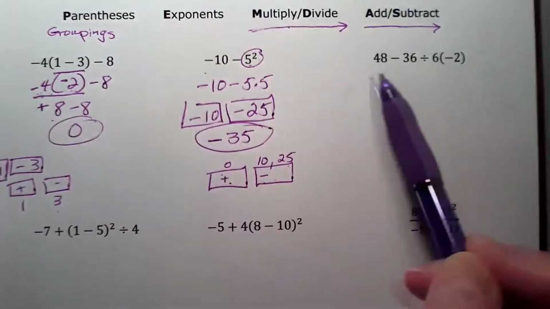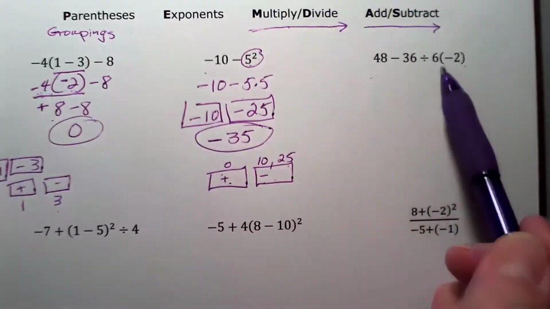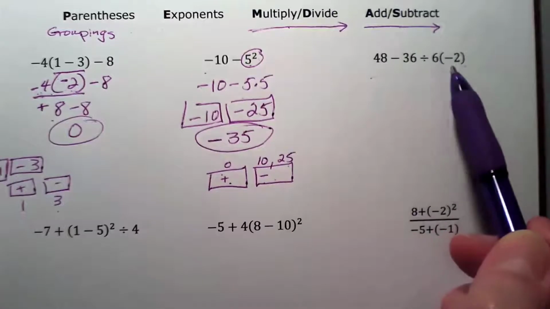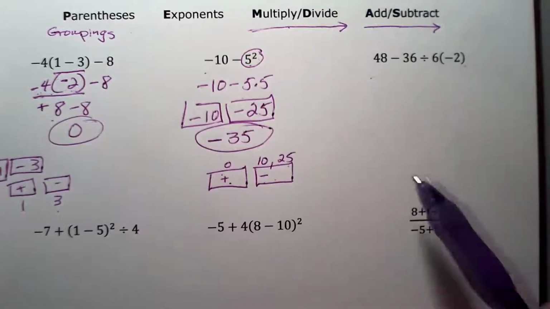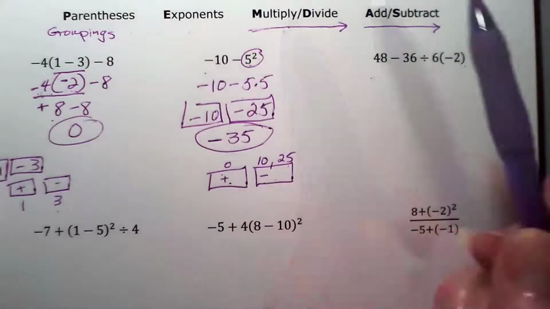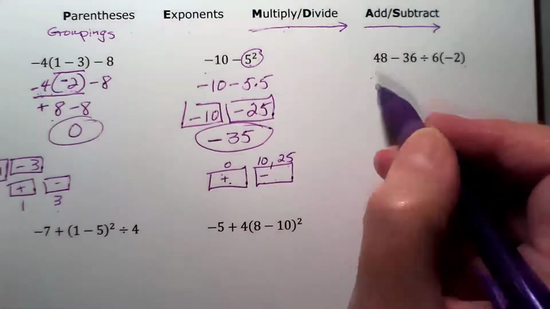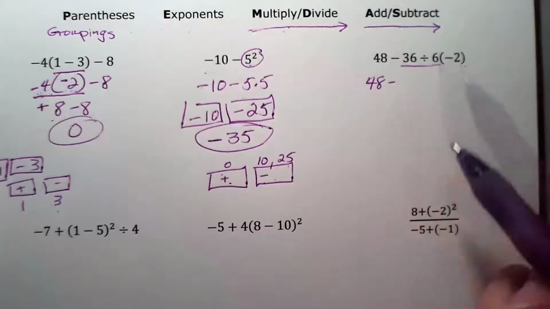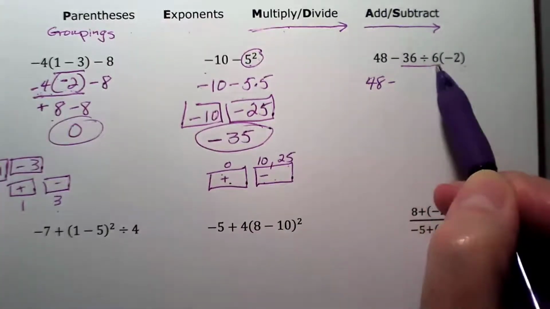So another problem, parentheses. This parentheses just means times. There's nothing I can do inside of it. It's just setting it up for times, so I'm not going to do that. There's no exponent, so I'm going to multiply and divide moving left to right. So this is 48 minus, first thing I come across multiply or divide is 36 divided by 6.